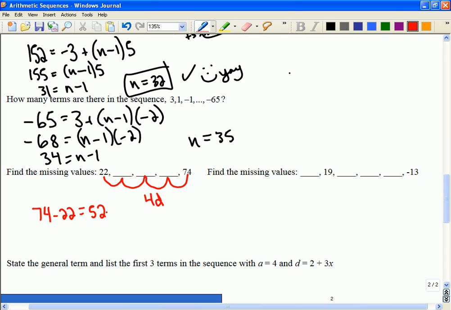Yeah, 52. So if I got 52, that's how far I have to move, 52, and I give you 4 spaces to do it. How big is each space? 13, yeah.